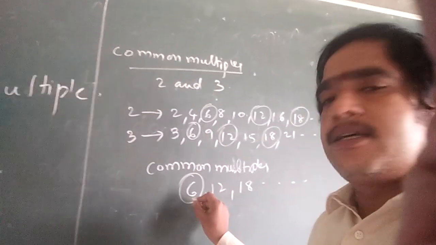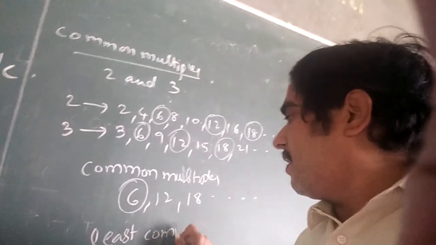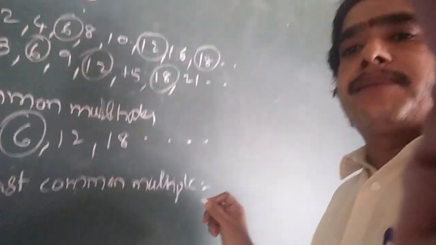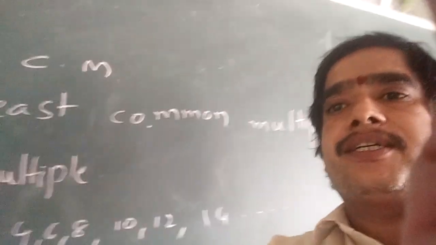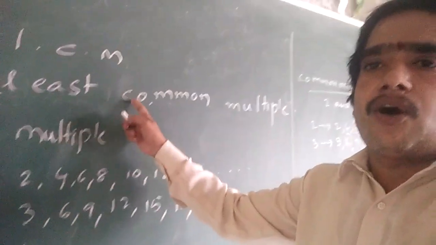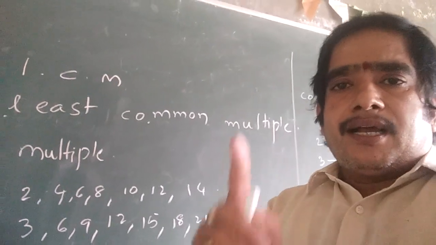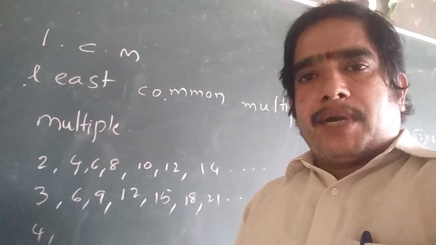So many common multiples will be there, but among all of them, the least common multiple is how much? 6. Once again I am telling you, because you are all in the learning stage, you should learn all the basics. LCM, least common multiple. Multiple means you take any number and multiply it with the natural numbers. The products formed are called multiples.